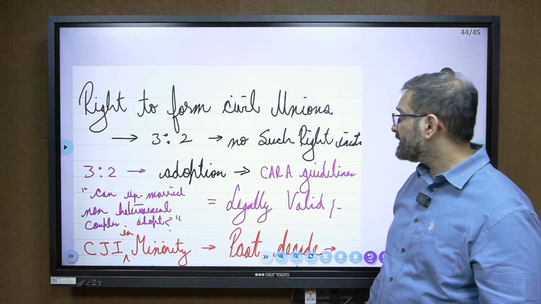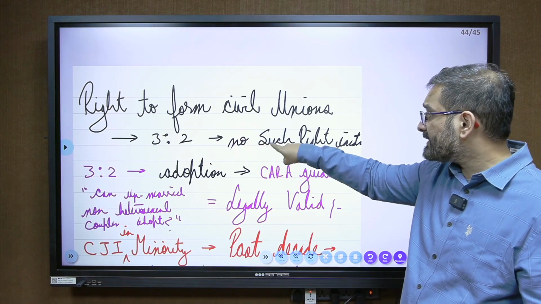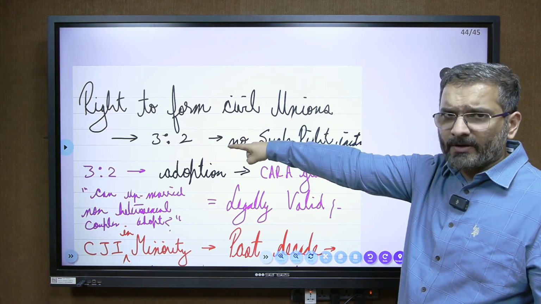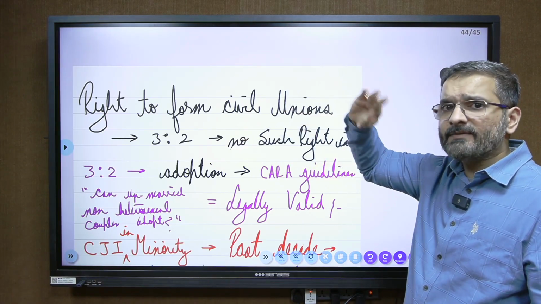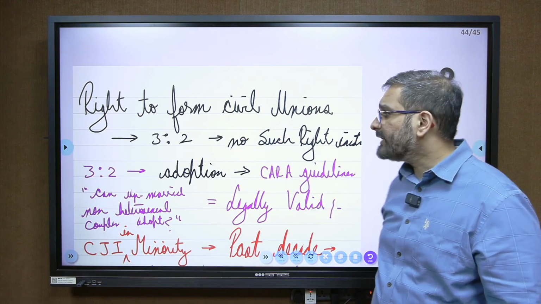Right to form civil union. This was held by a 3:2 judgment. The majority held that there was no such right in our constitution. The minority, that is Justice Kaul and CJI, both were on the same side. They agreed that there is such a right. However, the others did not.